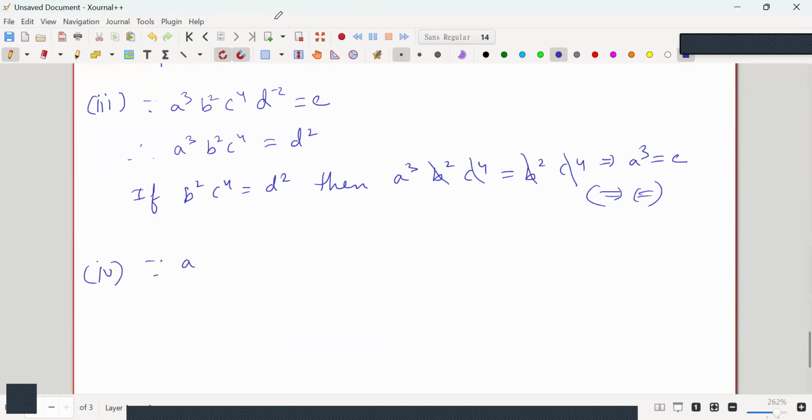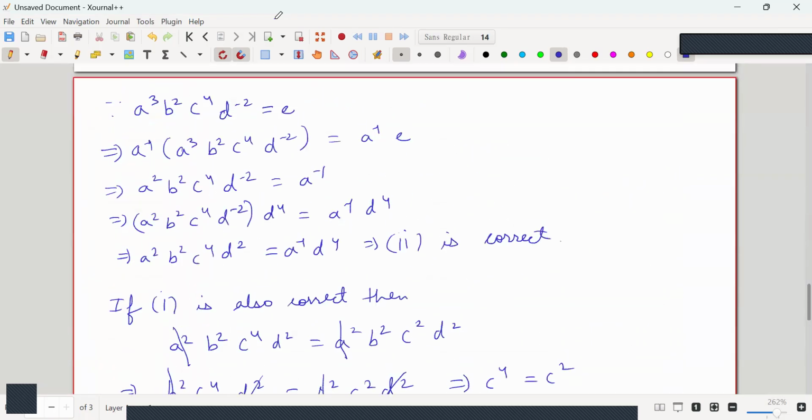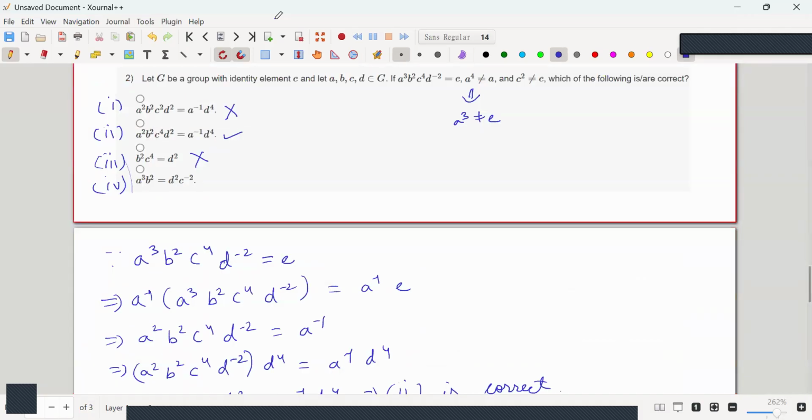Since A cube B square C4 D minus 2 is identity, therefore A cube B square C4 equals D square. Taking D square there, this implies A cube B square D square C minus 4, and here it is given D square C minus 2.